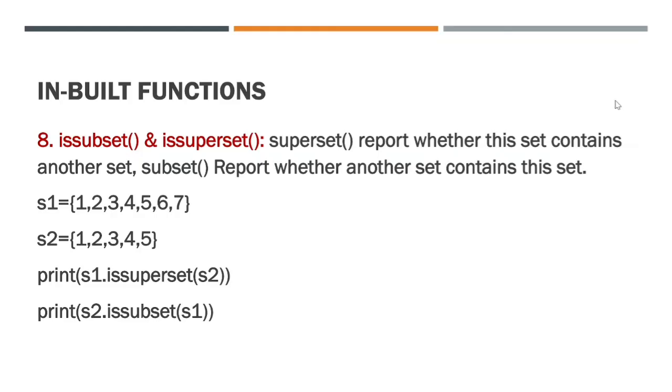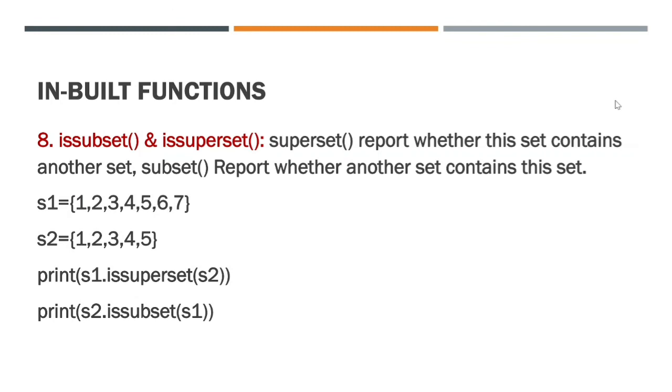The last methods that today we are going to see are the superset and subset methods that are available with sets. The subset method reports whether this set is contained in another set or not, and the superset reports whether another set is contained in this set or not. Let us not get into the definitions because that seems a little confusing. So here on your screen I have two sets, S1 and S2. In S1 I have values from 1 to 7, and in S2 I have values from 1 to 5. It is clearly seen that S2 is a subset of S1.